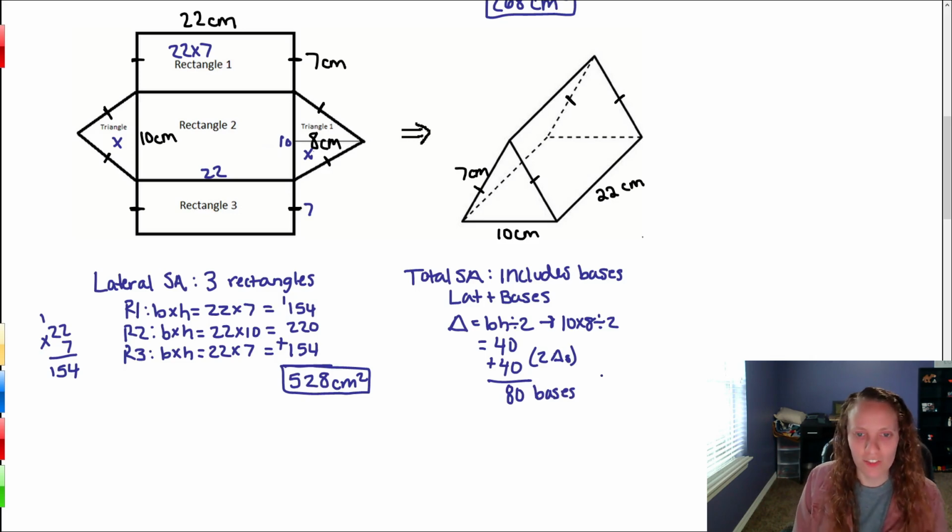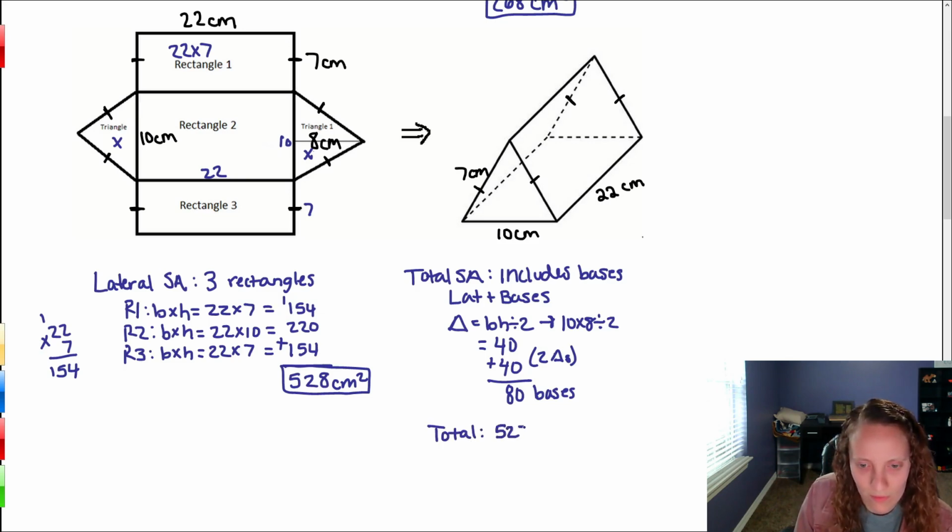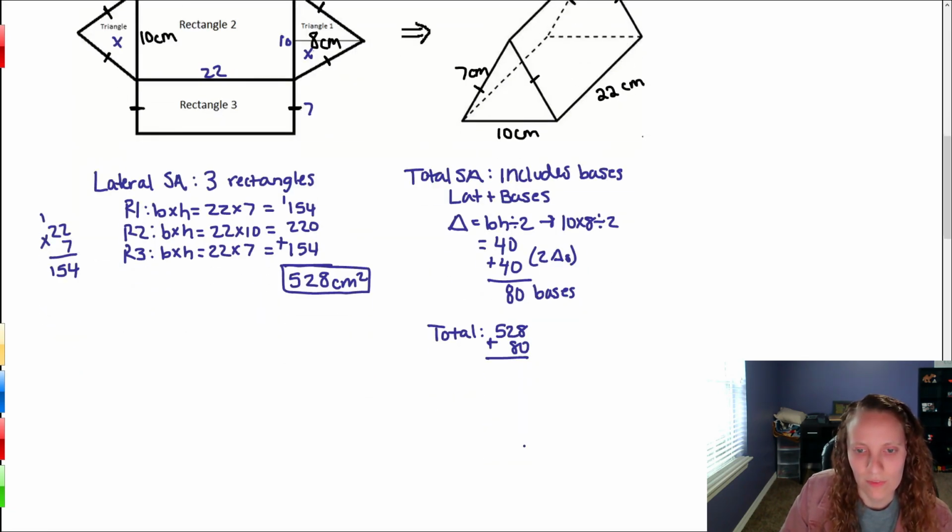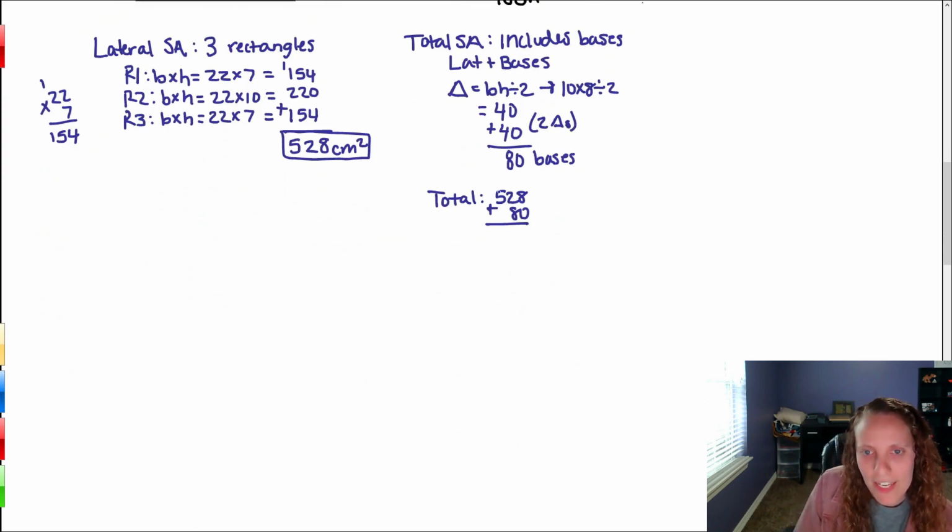To finish it out, to find total surface area, let's take our lateral answer from earlier and add it with 80, and that will tell us the area of all 5 sides added up together. So 528 plus 80 would give us 608 centimeters squared.